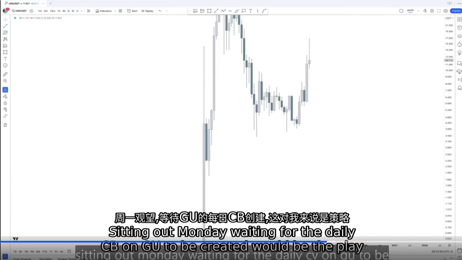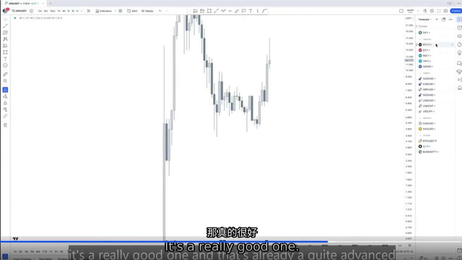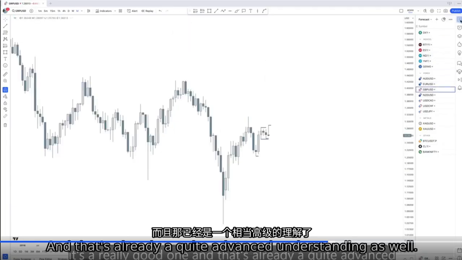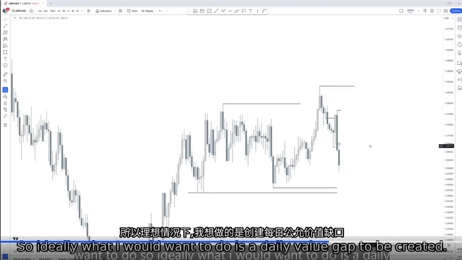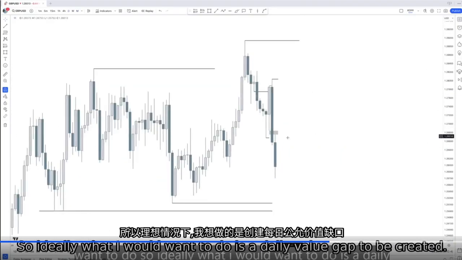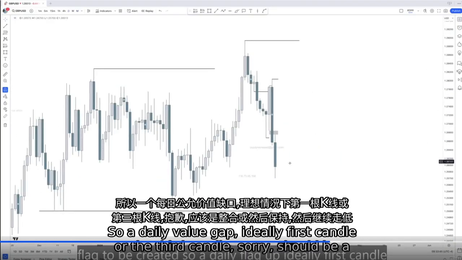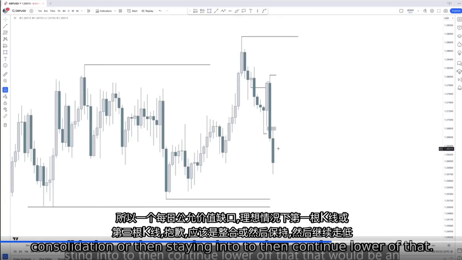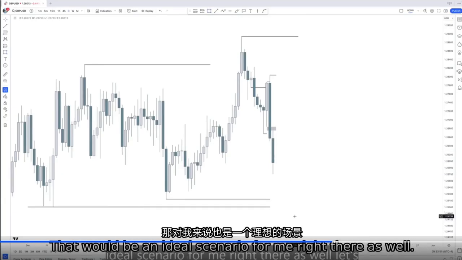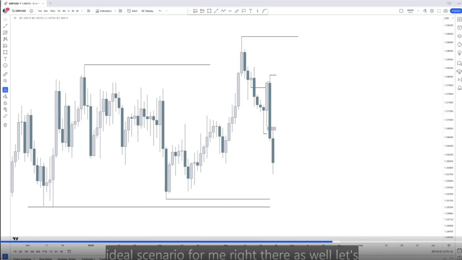Sitting out Monday, waiting for the daily CB on GU to be created will be the play for me. That's a really good one. And that's already quite an advanced understanding as well. And that's exactly what I would also want to do. So ideally, what I would want is a daily value gap to be created. So with a daily value gap, ideally the first candle or the third candle should be a consolidation to then sting into, to then continue lower off that. That would be an ideal scenario for me right there as well.